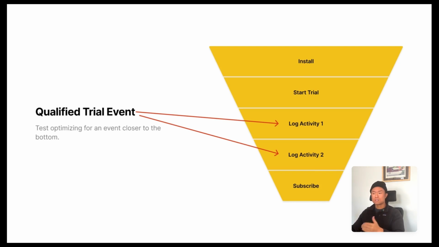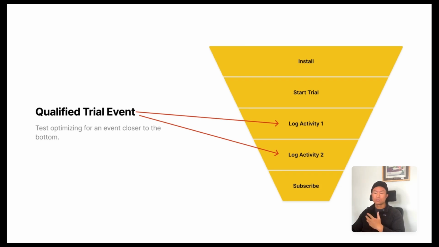The idea is to test bringing the optimization event down the funnel, and you want to balance it with high enough event volume. If you don't have enough volume on this qualified trial event, test it, but you can go back to the trial start event and test some of the other techniques that I'm about to show you.